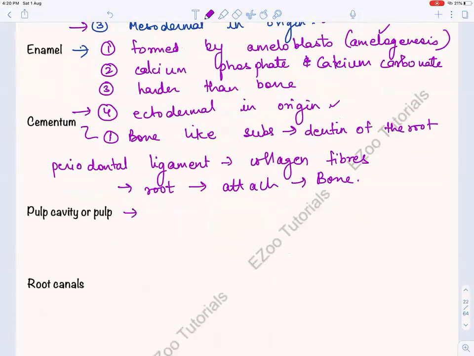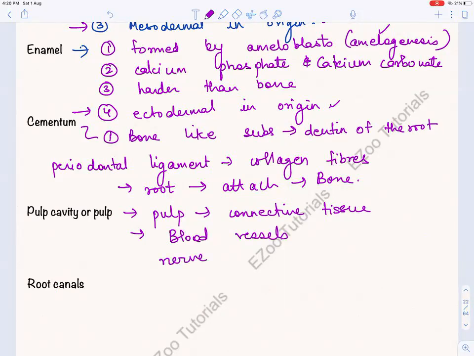Then we came to the pulp cavity. Remember, the pulp cavity has pulp. And what is pulp? Pulp is a connective tissue. And what does this connective tissue have? It has blood vessels and nerve supply. That's why when the infection reaches the pulp, it pains a lot because of this nerve supply. And then there are lymphatic vessels also to fight off the germs.